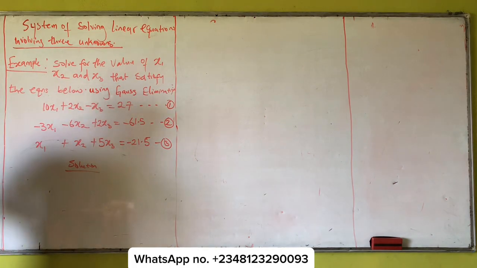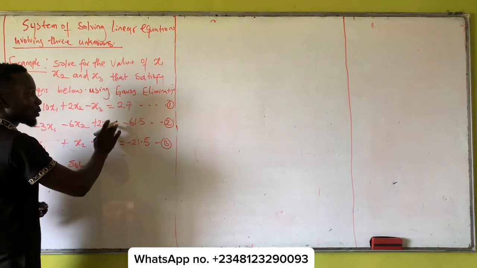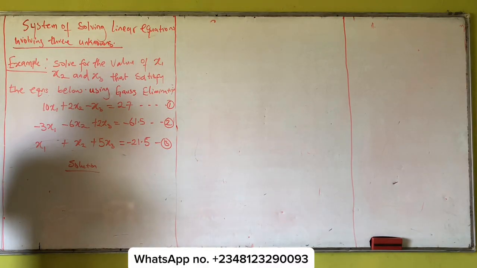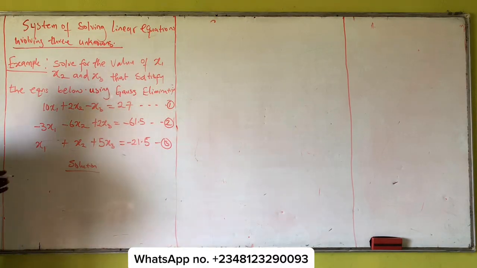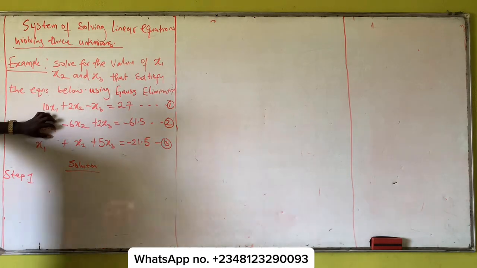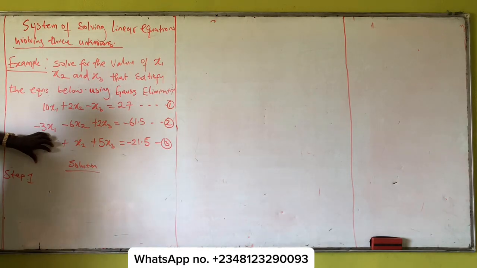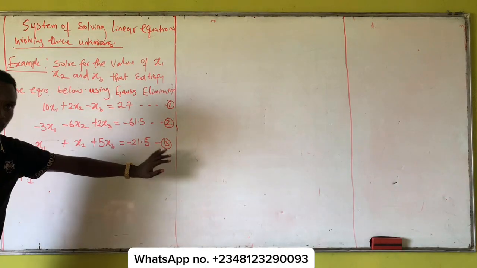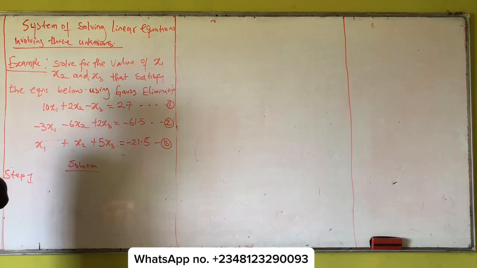Good. Now the solution. Let's call this our equation 1, this our equation 2, and this our equation 3. If you watch the previous video in this class, you will see that solving this is very easy. Our aim here is to eliminate this part, and eliminate here, such that we'll be left with x3 equated to something. How do we do it?